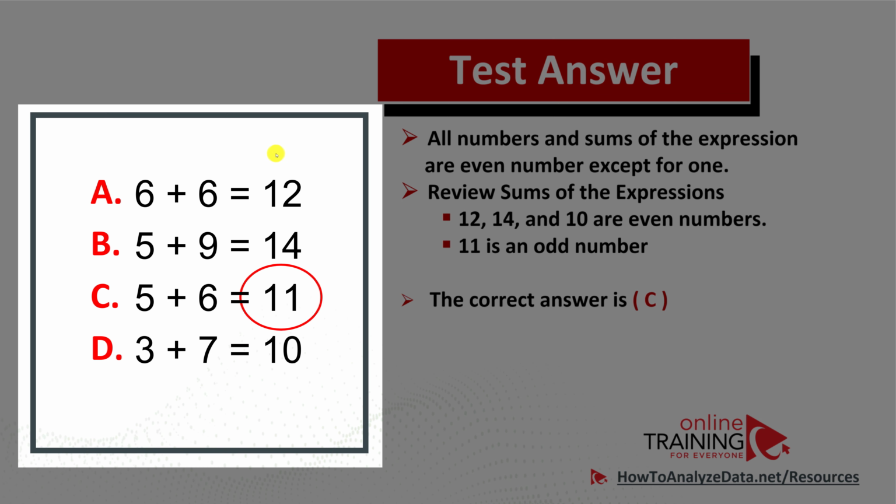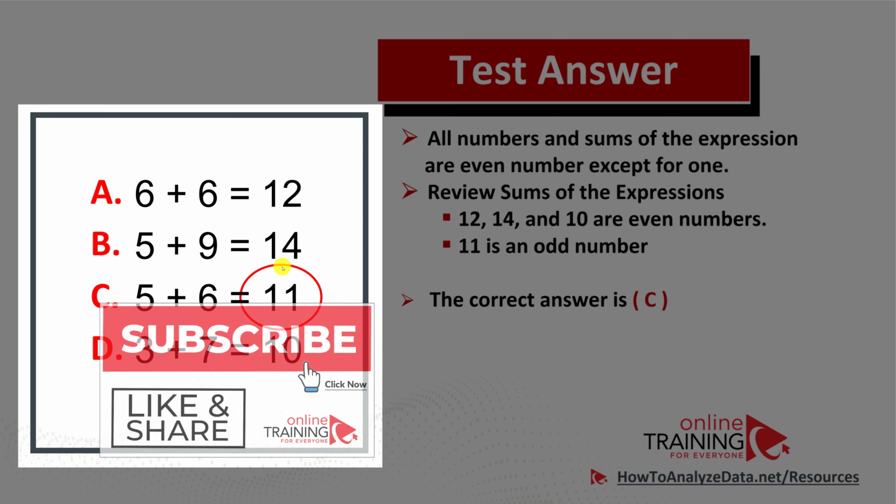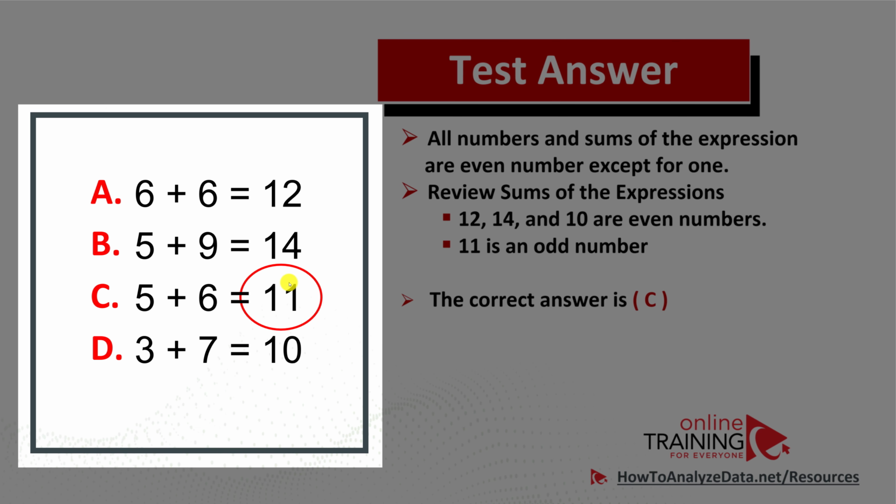First, let's look on the right side of the expression. You see that the 12, 14, and 10 are all even numbers, and 11 is the odd number, so that should give you some clues.